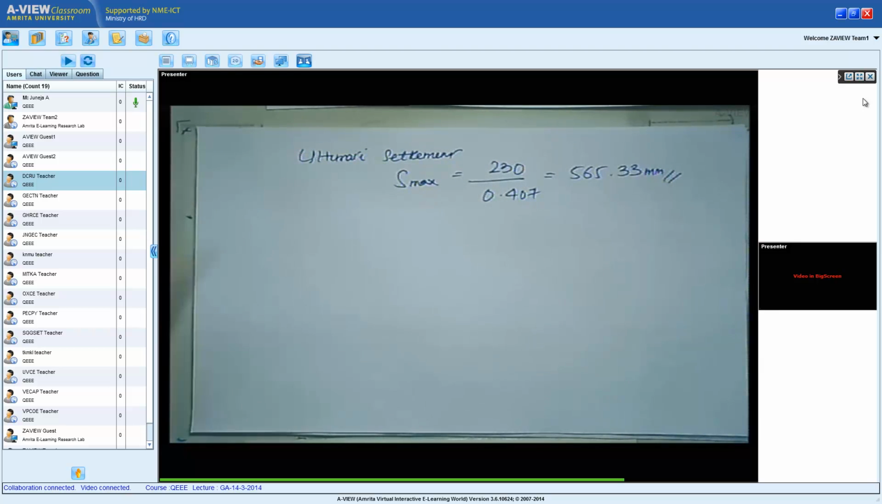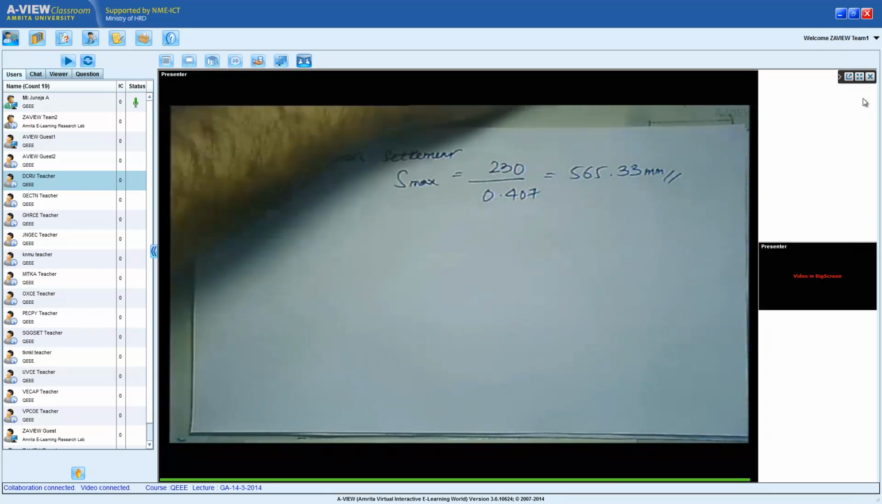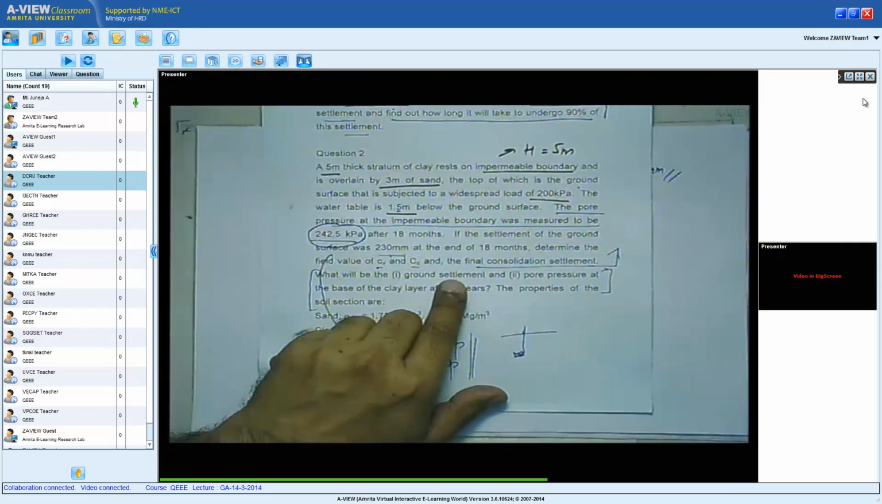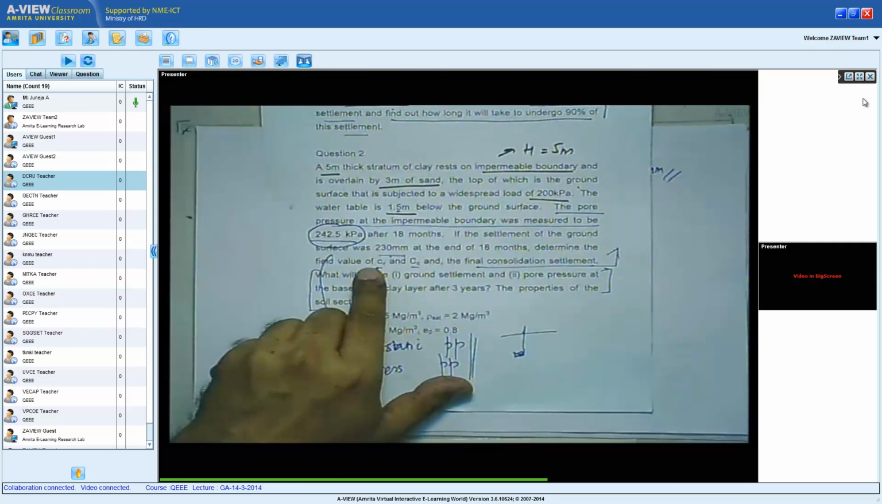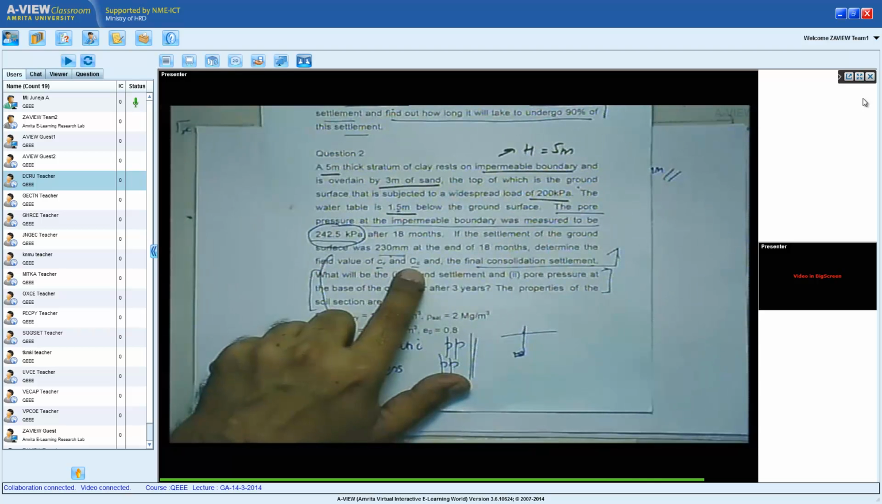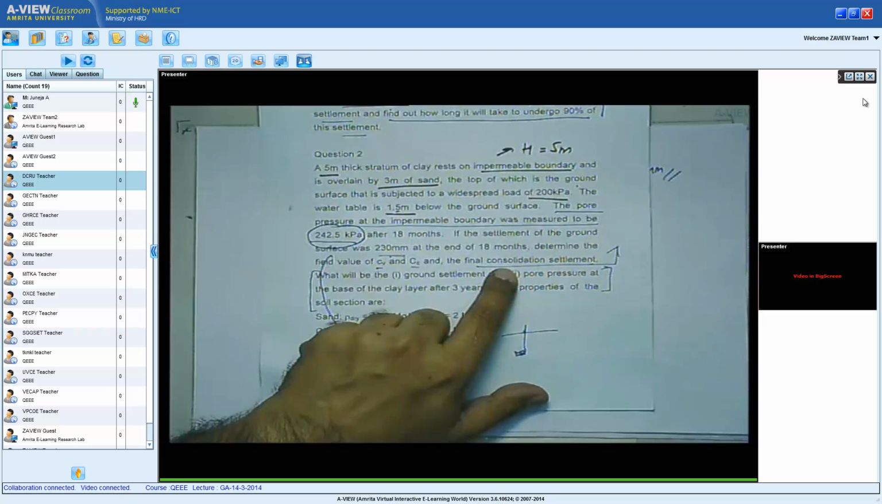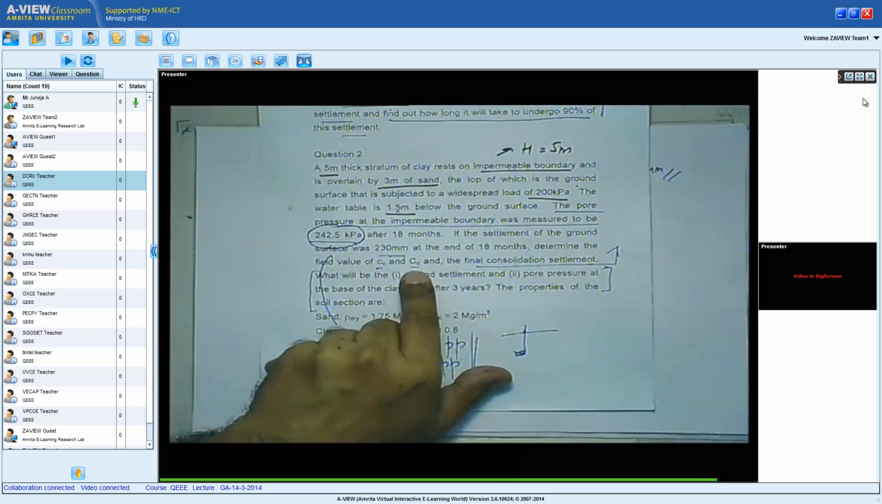The question doesn't stop there. I have to search for my question paper. It's over here. Sorry about the scribbling. It says find Tv, we have done this. Cc, we have yet to do. But the final consolidation settlement, we have deduced. Okay, now what about the Cc value?